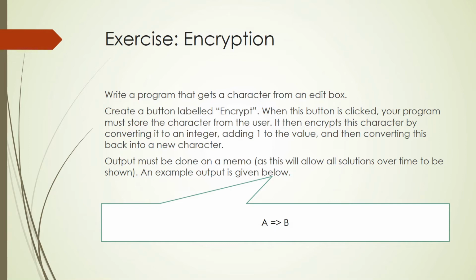The output must be done on a memo, and an example of an output is given. So if the letter A was entered via the edit box, it will display the letter B. Let's go and take a look at some Delphi coding and see how we're going to solve this problem.